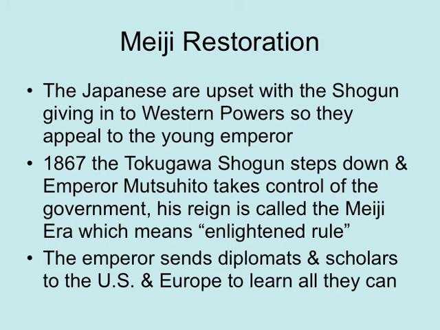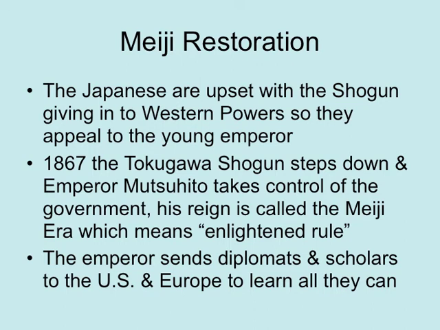All right, so we get the Meiji Restoration after that. The Japanese are upset with the shogun for giving in to the Western powers, so they start to appeal to the young emperor. And when I say young, he was in his teens. In 1867, the Tokugawa shogun steps down and the emperor takes control of the government. And he chooses to call his reign Meiji, which means enlightened rule.